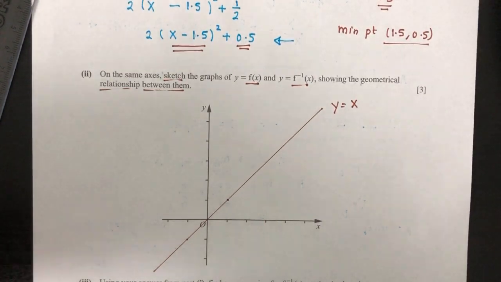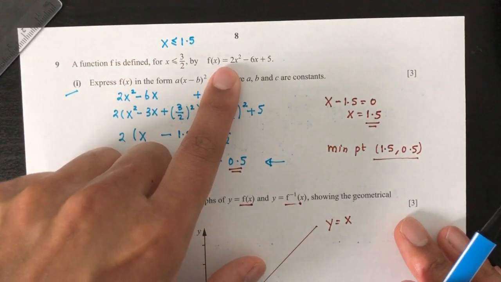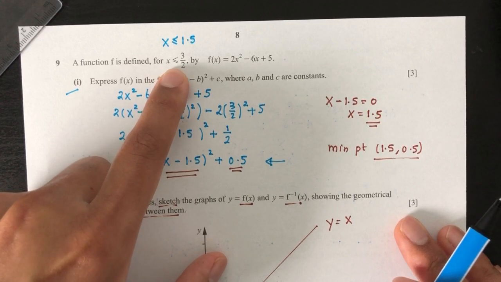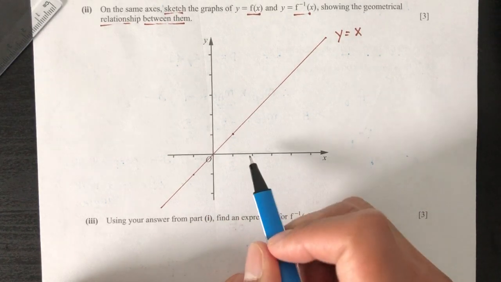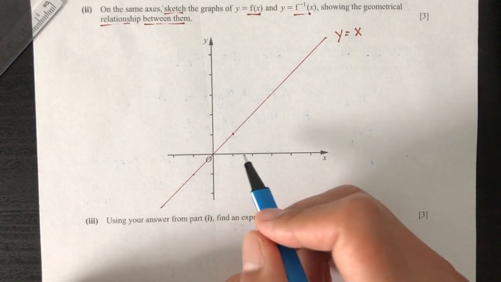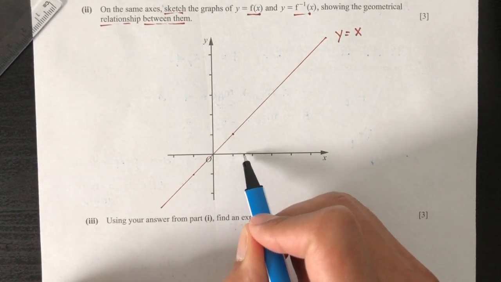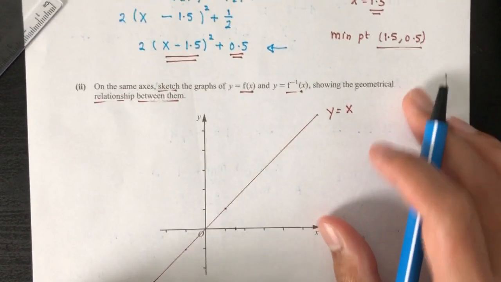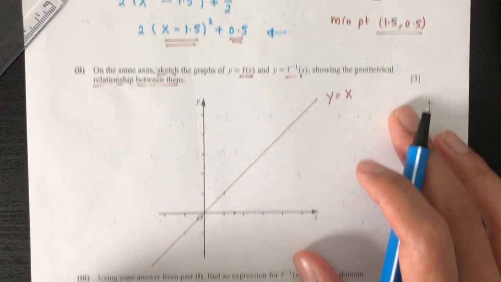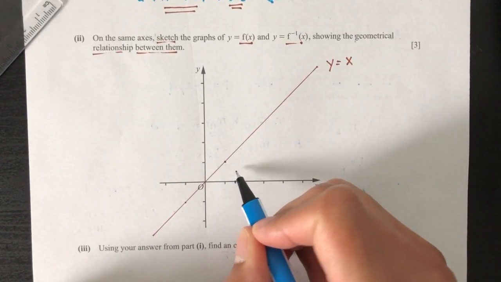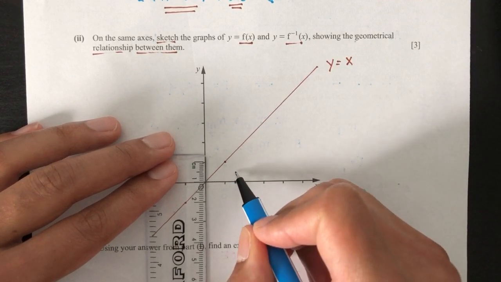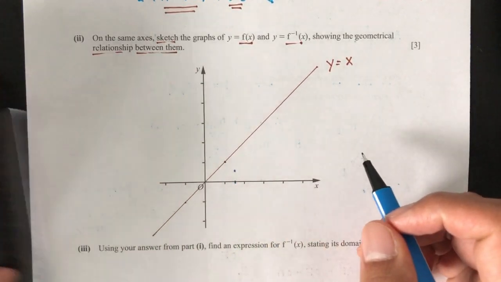So one thing we can do is look at this. It says this f(x) is only defined for x less than or equal to 1.5. So go to 1.5. Let's say 1.5 will be about here. This is 1, 1.5 will be about here, right? So at 1.5, the value of y is 0.5, that is your minimum point. So let's mark this. It doesn't need to be exact, it's only a sketch. It has to be around here.